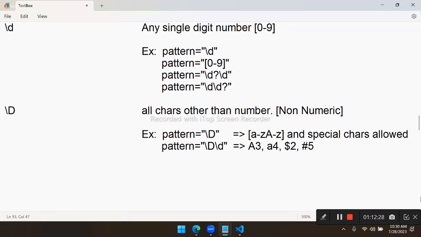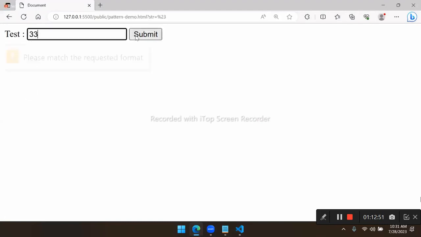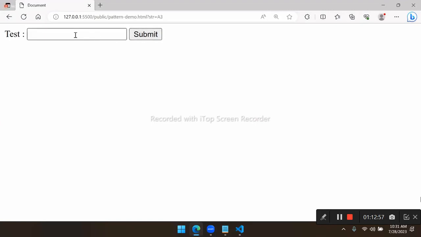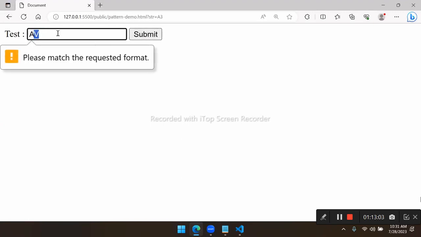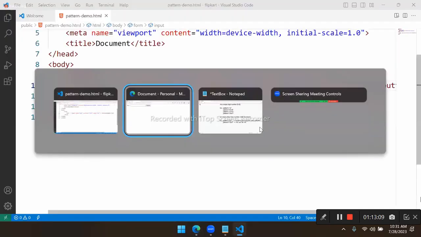That means after this uppercase D, I wrote 2 times \d\d. It indicates that last 2 digits must be numbers, right? First, it should be anything. Total length should be how many? 3, right? That's what we can configure. That means you can write like this \D and \d. This indicates you cannot have both numbers now. The first one should be non-numeric, and the second one also should be a number. It's mandatory to have a number only. Then it will allow to submit. That's how we can configure.